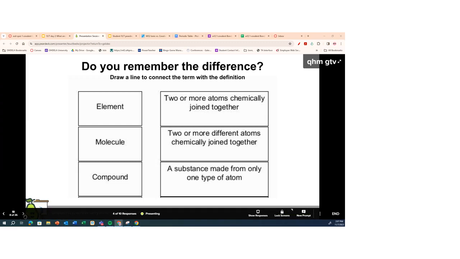Okay, so let's take a look at what we got here. An element is a substance with only one type of atom, a compound has 2 or more different atoms, and a molecule has 2 or more atoms joined chemically.